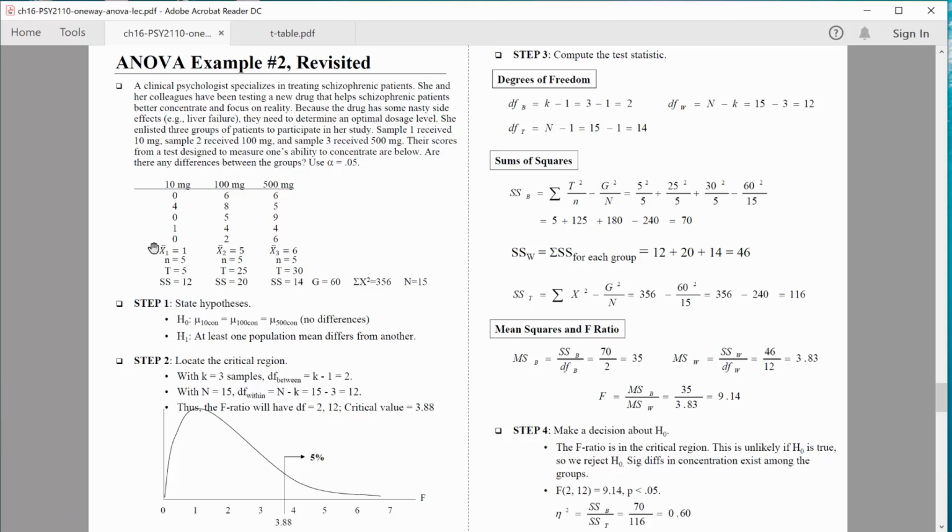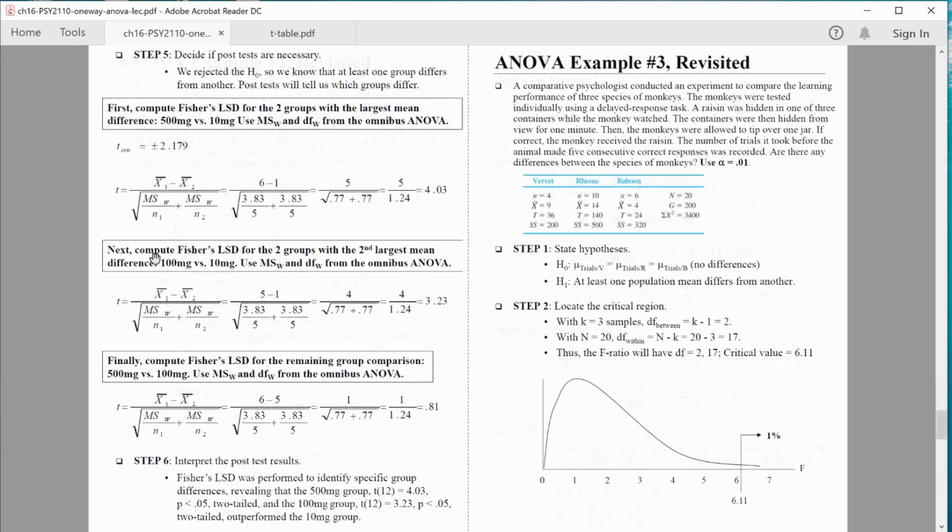Let's look at the next biggest difference. The next biggest difference is between the 10 milligram group and the 100 milligram group. In other words, we'll be comparing a mean of 5 and a mean of 1. So this part right here makes that clear. We're comparing the 100 milligram group and the 10 milligram group. In other words, we're comparing the mean of 5 and the mean of 1.